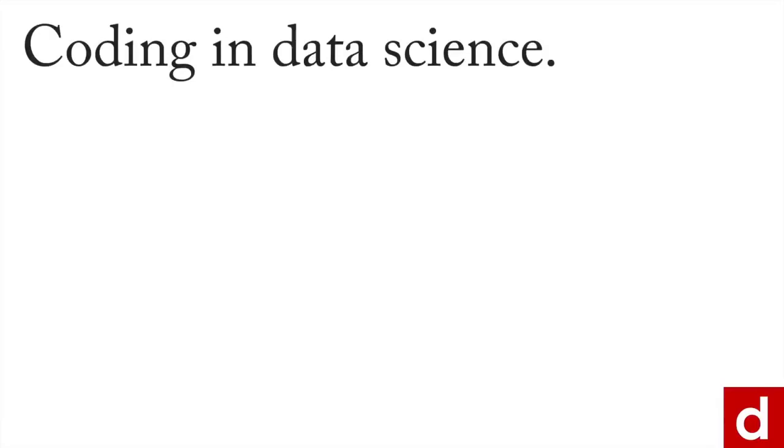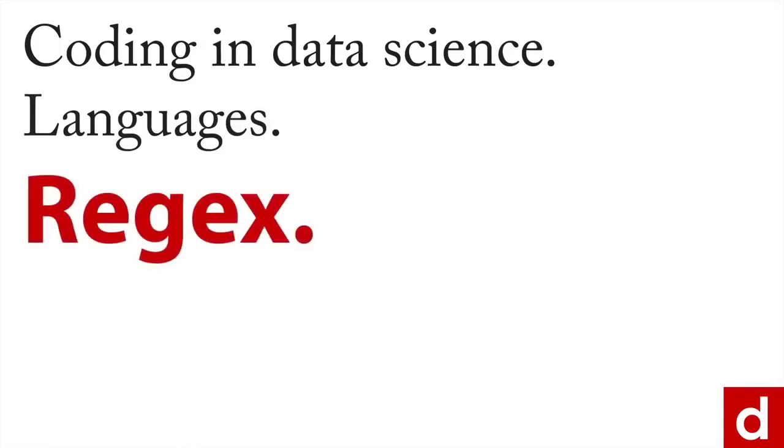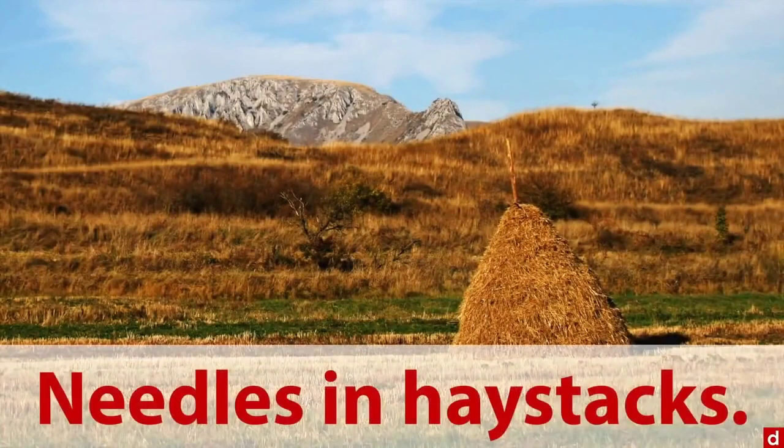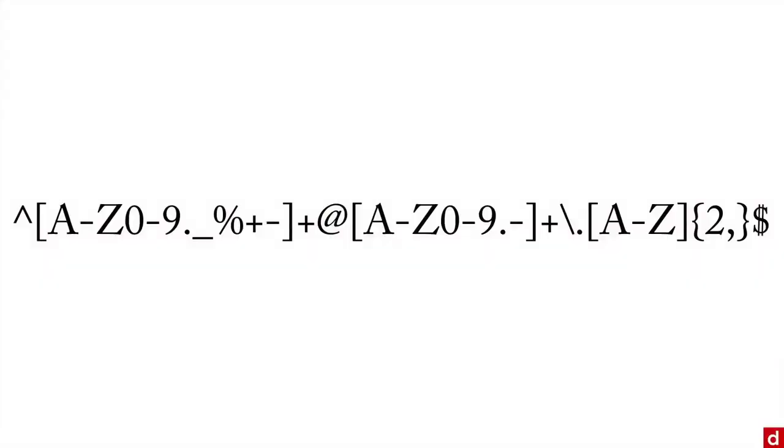One critical task when you're coding in data science is to be able to find the things that you're looking for. And regex, which is short for regular expressions, is a wonderful way to do that. You can think of it as the supercharged method for finding needles in haystacks. Now, regex tends to look a little cryptic. So for instance, here's an example of something that's designed to determine whether something is a valid email address.